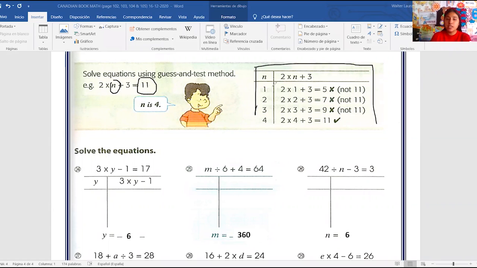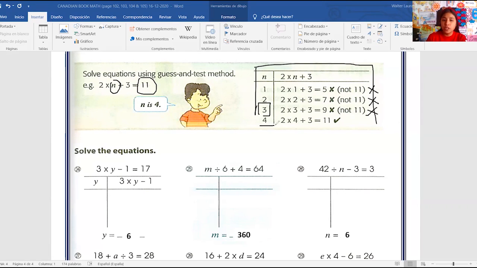For example, if we give only a value of 1 for n, we have 2 times 1 plus 3 equals 5. Is it 11? No. So that's why the value of n is not 1. 2. 2 times 2 plus 3 equals 7. Is the value 11 here? No, right? So it is not 2. 3. 2 times 3 plus 3 equals 9. So 9 is not 11. So that means 3 is not the value of n.